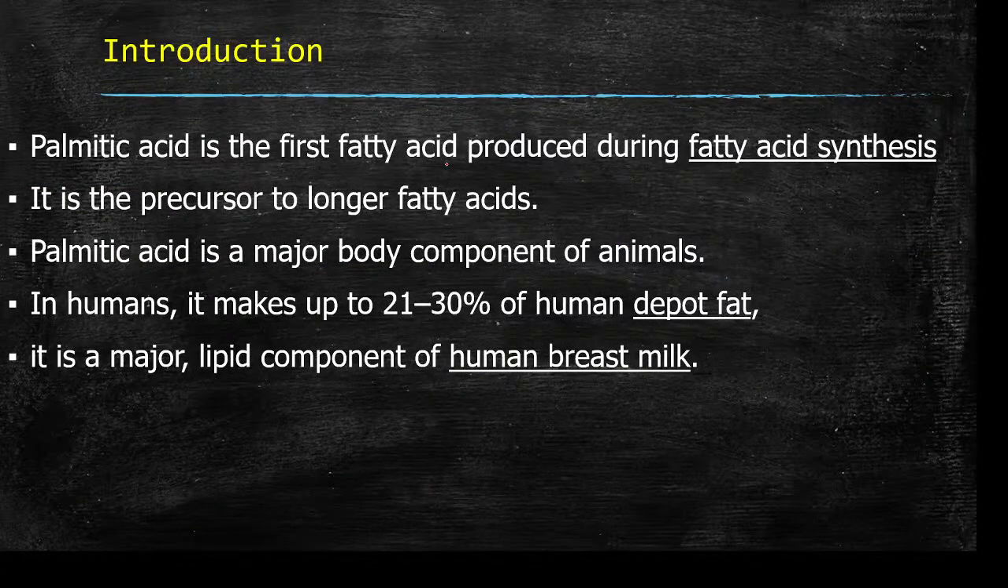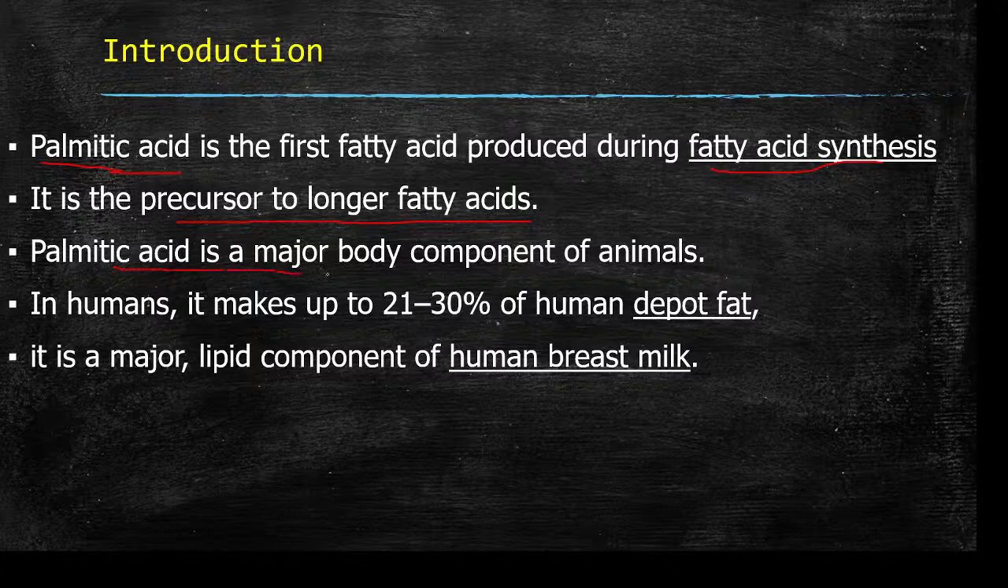Palmitic acid is the first fatty acid produced during fatty acid synthesis. So this is considered to be the basic fatty acid, the precursor for the synthesis of longer fatty acids. Initially palmitic acid is synthesized by de novo fatty acid synthesis, and further this palmitic acid can be converted to other fatty acids by the fatty acid elongation process, and it can also be converted to unsaturated fatty acids by the desaturation process.